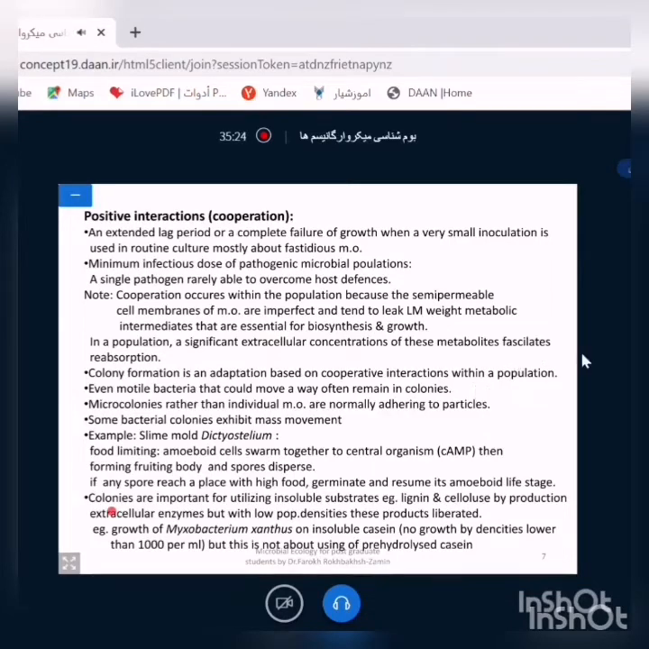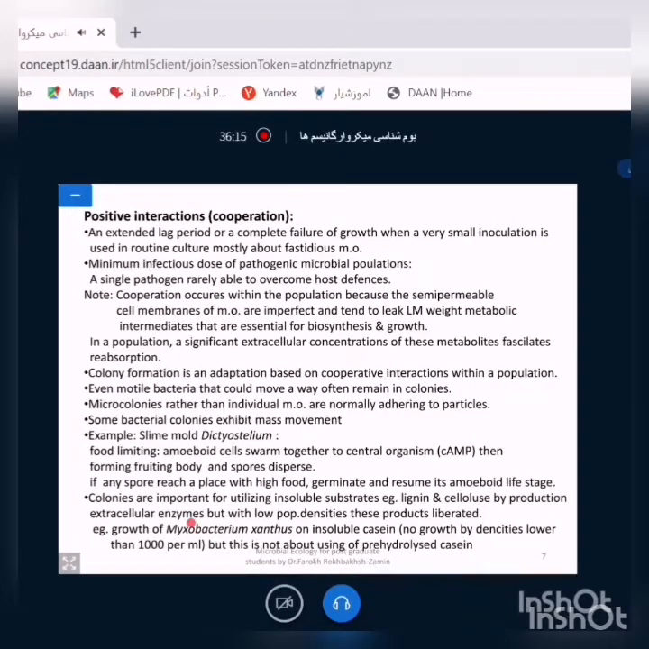Another example regarding positive interactions or cooperation. Colonies are important for utilizing insoluble substances like lignin and cellulose by production of extracellular enzymes. See, for example, one door is locked and you don't have a key and you should open it, but alone you cannot break the door and go inside. But if 5 people come together, they can break the door and go inside, while one person cannot.